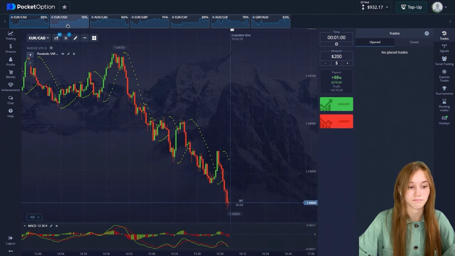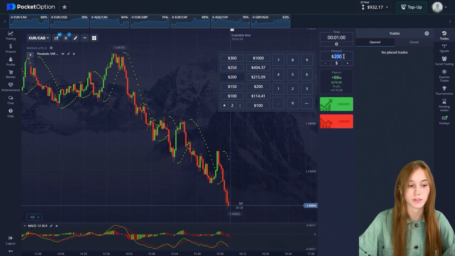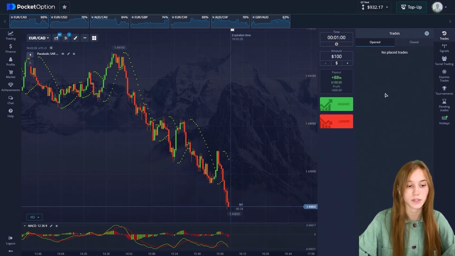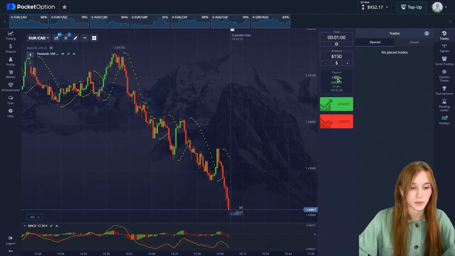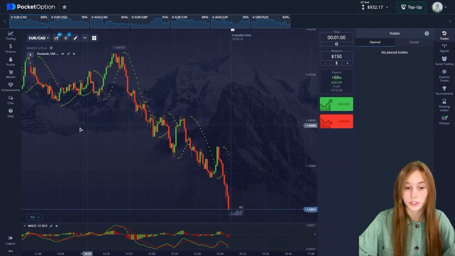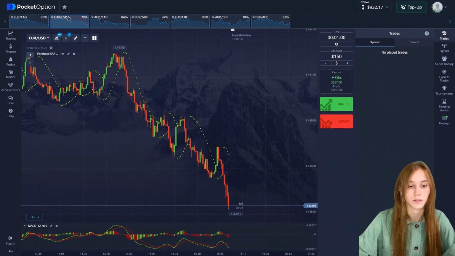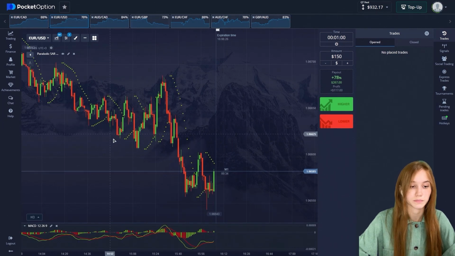Let's move on to the next concept. Increase our deal amounts to $100. I think it's good. 150. So we should reach the $1,000 mark. And the last concept.